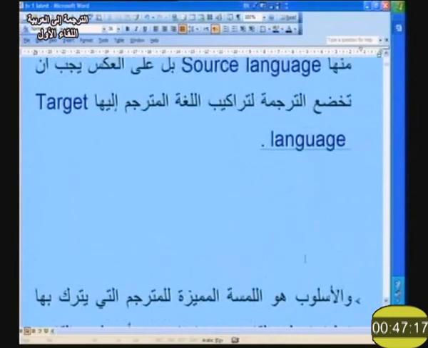As for example, the Arabic sentence usually begins with a verbal sentence, mainly verbal sentence. But in translation into English, the English sentence begins with a nominal sentence, that is the subject.